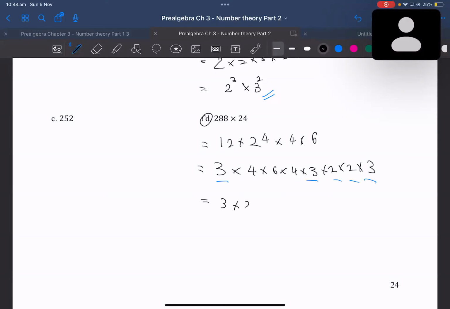2 times 2. Then 6 will be? It will be 3 times 2. And 4 is again? 2 times 2. Times 2. And then, it's long now. 3 times 2 times 2 times 3. How many 2s? 1, 2, 4, 5.